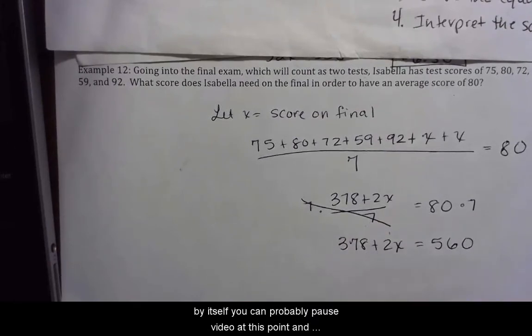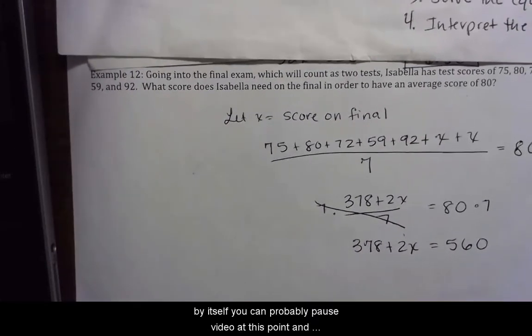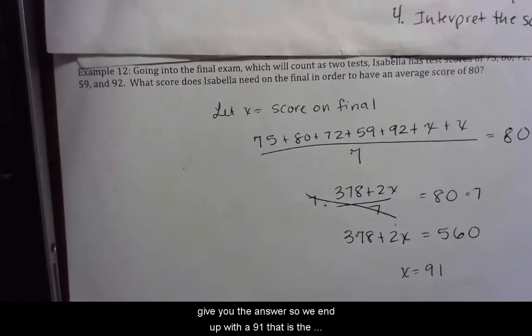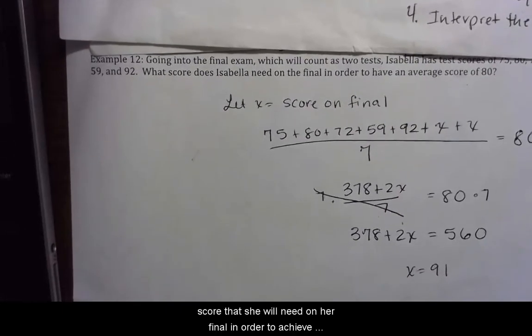Then we want to work to get x by itself. You could probably pause the video at this point and finish the problem on your own, and I will go ahead and give you the answer. So we end up with a 91. That is the score that she will need on her final in order to achieve an average of 80.